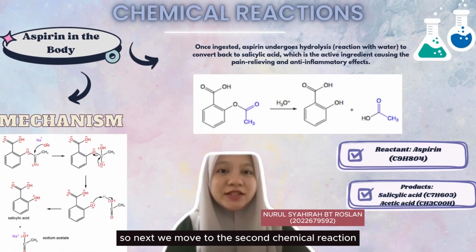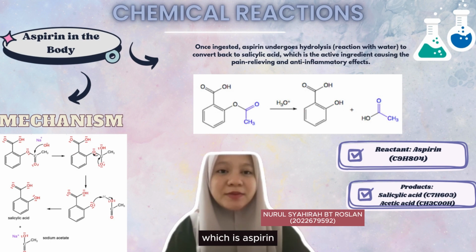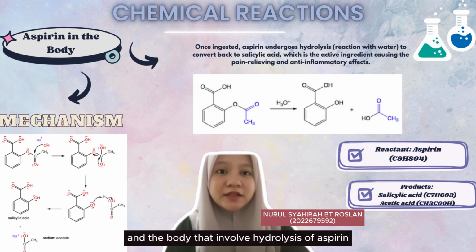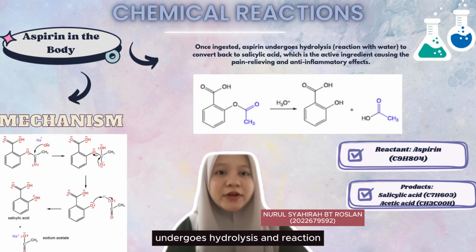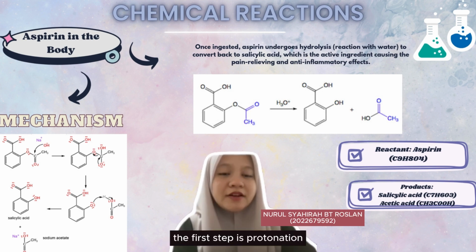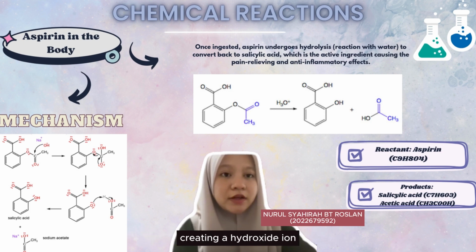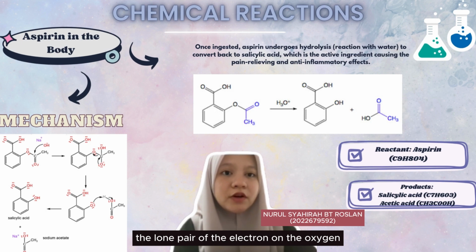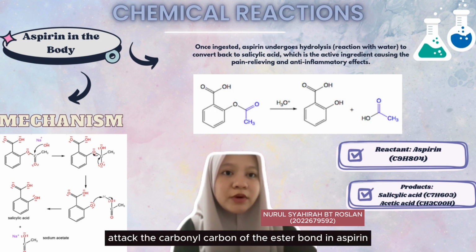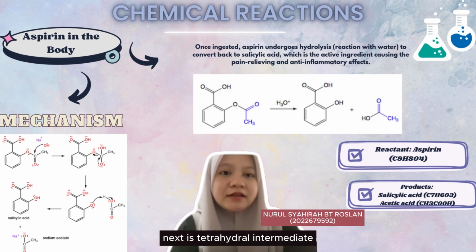So next we move to the second chemical reaction, which is aspirin in the body, involving hydrolysis of aspirin. Aspirin, known as acetylsalicylic acid, undergoes hydrolysis, a reaction with water, to break down into two products, salicylic acid and acetic acid. The first step is protonation. A water molecule gains a proton from the surrounding environment, creating a hydroxide ion. The next step is nucleophilic attack. The lone pair of electrons of the oxygen of the hydroxide ion attacks the carbonyl carbon of the ester bond in aspirin.